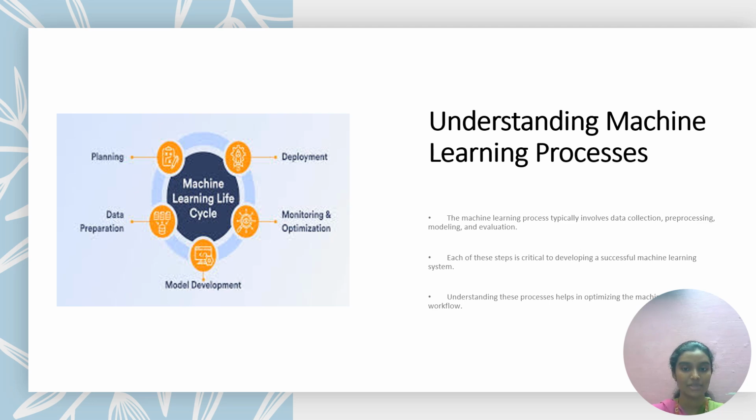Understanding the machine learning processes. The machine learning process typically involves data collection, pre-processing, modeling, and evaluation. Each of these steps is critical to developing a successful model and a successful system based on the inputs. Understanding the processes also helps in optimizing machine learning systems.